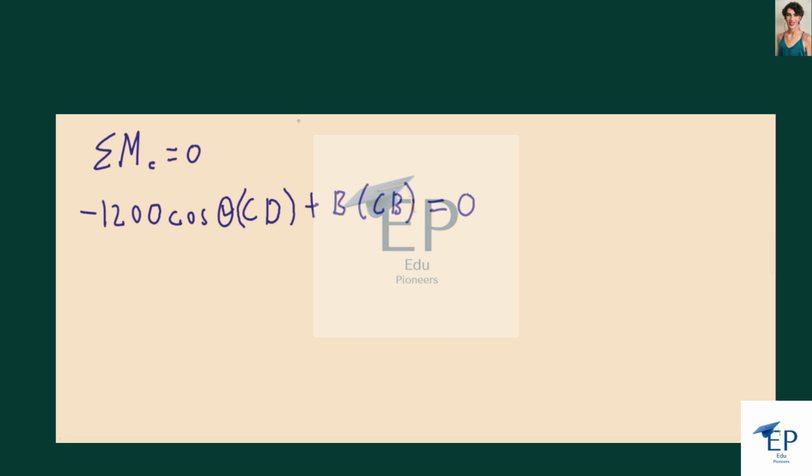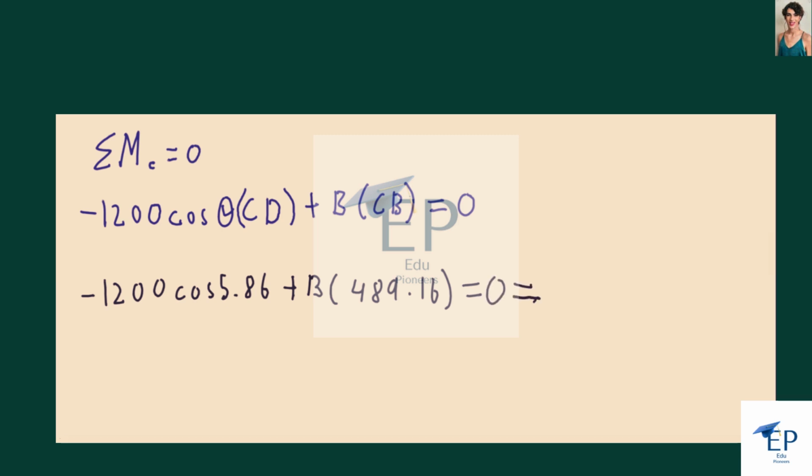So we can now say that negative 1200 times the cosine of 5.86 plus B times 489.16 is equal to 0. And solving for B, we get a value of B that is equal to 1708.26 newtons.